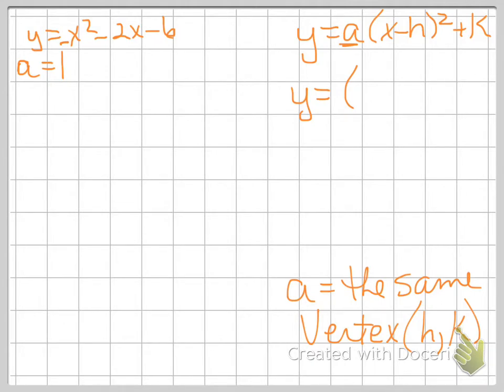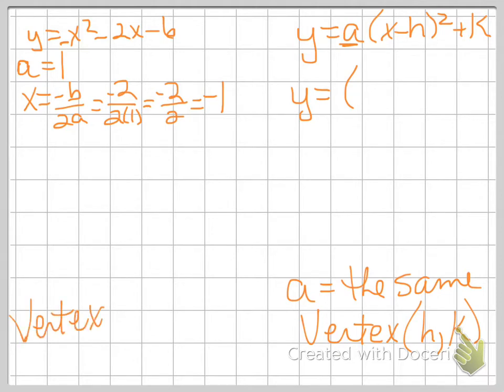Now, again, find our axis of symmetry. So x equals negative b over 2a. So negative 2 over 2 times 1 gives me negative 2 over 2, or negative 1. So for my vertex, my x is negative 1. Okay, and then we're going to take our negative 1 and plug it in for our x's.